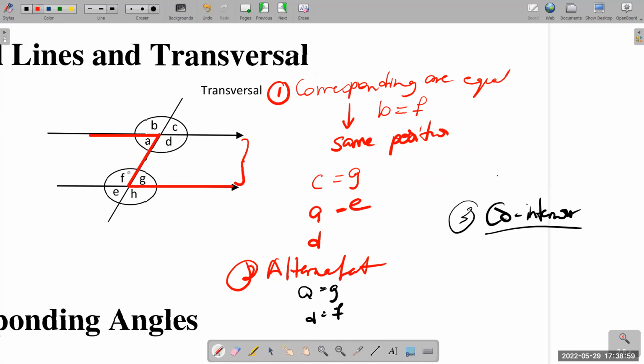So the only options are A, D, G, and F. But look at the position. Alternate means opposite side. So A is on one side and G is on the other side. See that? So those two are alternate. If I were to go the other direction with my Z, here we see which two angles are on the opposite side of the Z, D and F. Seeing it now?